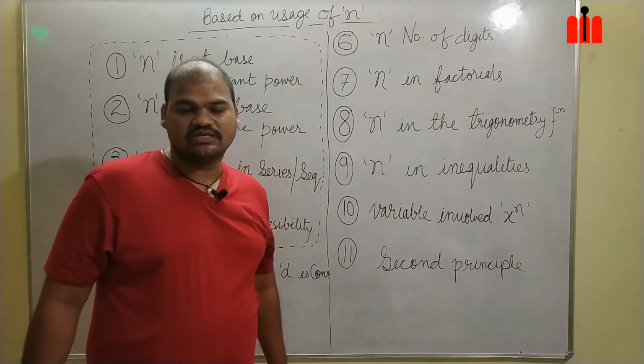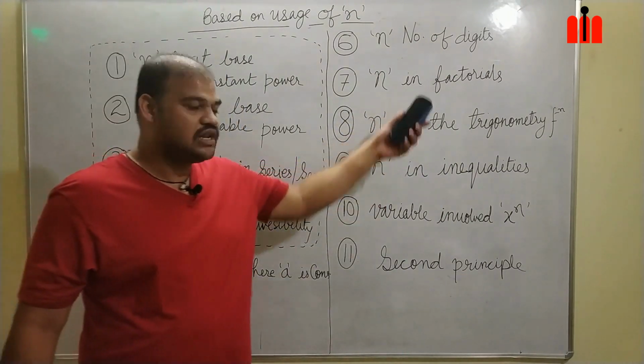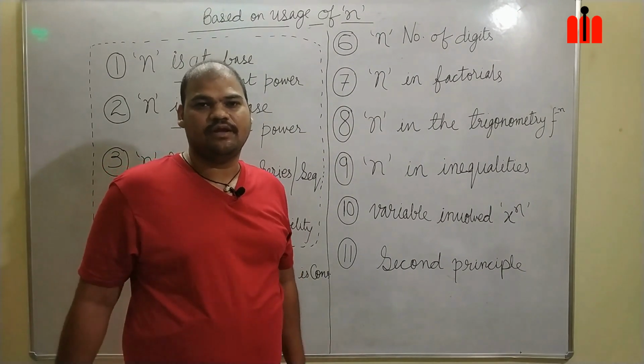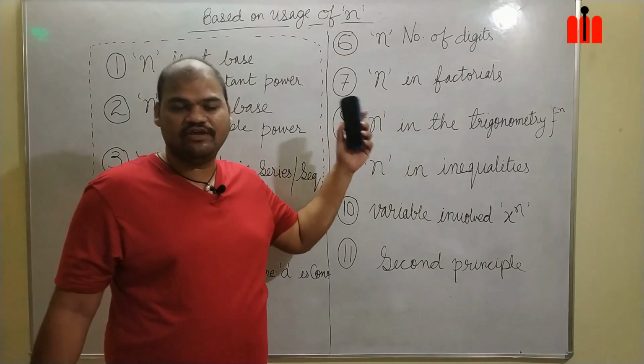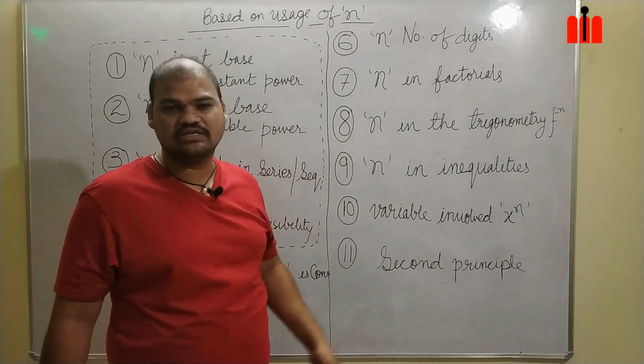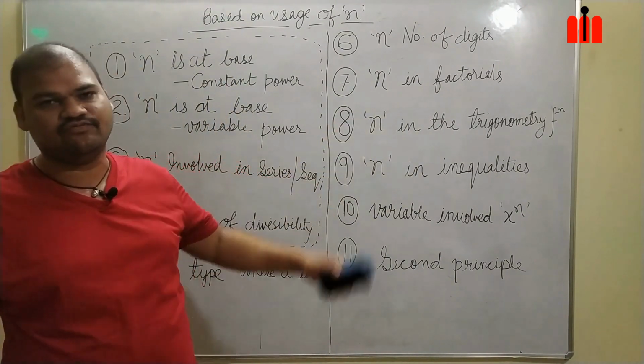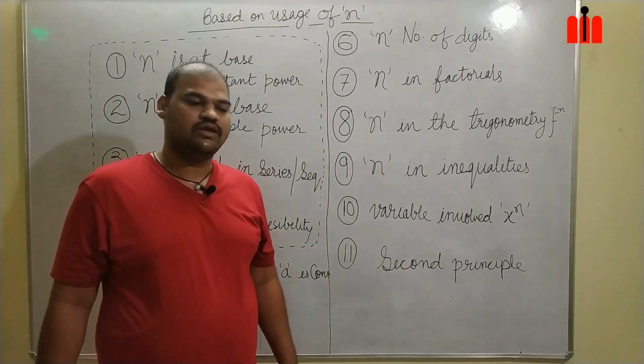N in factorials. What is factorial? We will discuss it in permutation and combinations, but I will tell you in brief what is factorial once we go through this category of problem, category number 7.